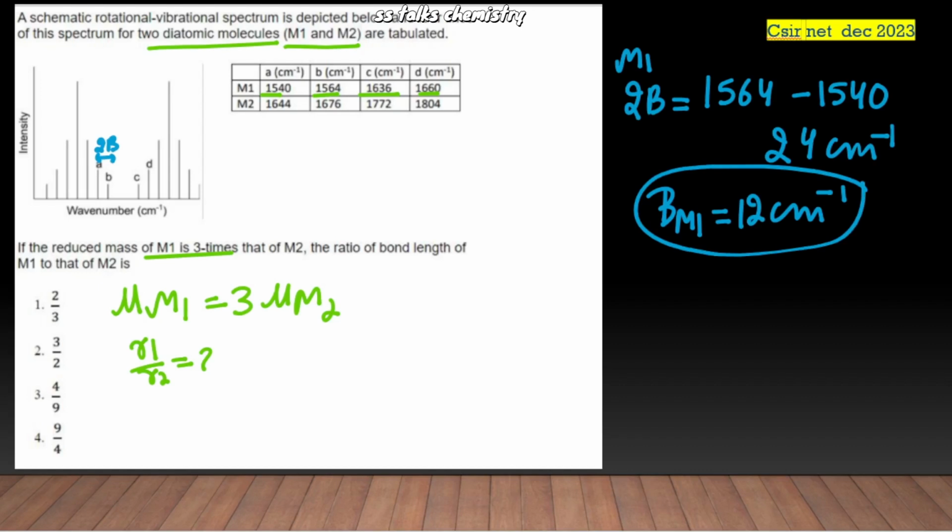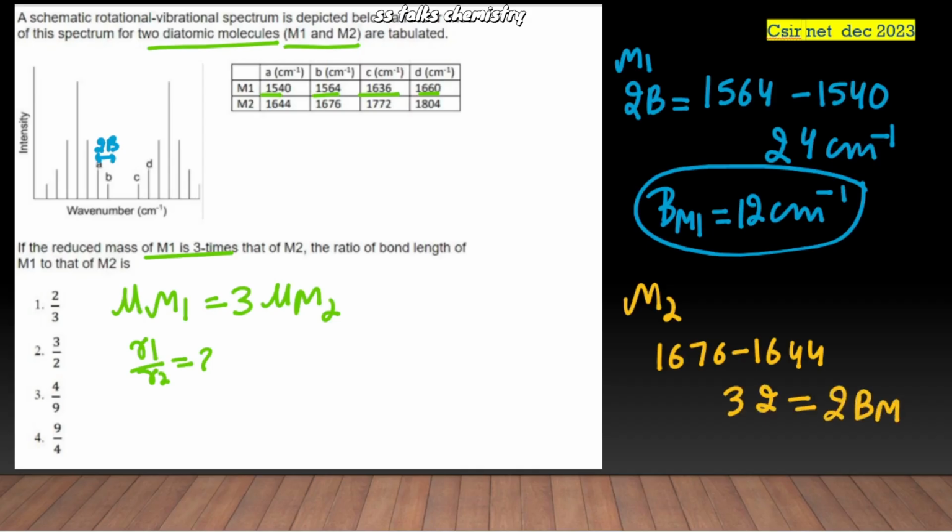That means B for the M1 molecule comes out to be 12 centimeter inverse. Similarly, for the M2 molecule also, we can find the difference between these lines. It is 1676 minus 1644, which comes out to be 32, equal to 2B for the M2 molecule. So B for M2 we get as 16 centimeter inverse. So for both of these, we have found the rotational constants.